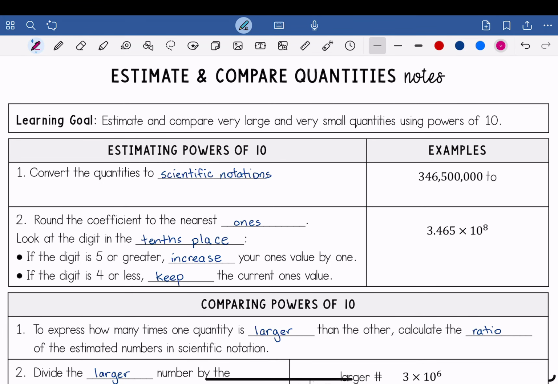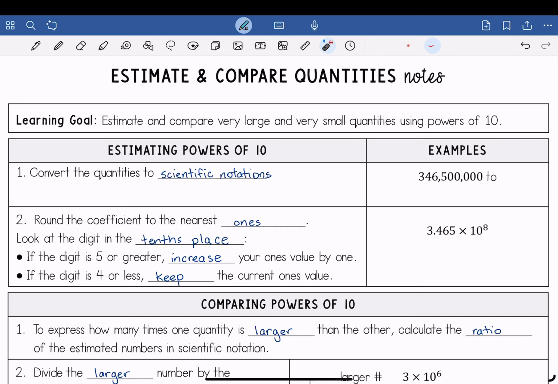Estimate and compare quantities. Learning goal: estimate and compare very large and very small quantities using powers of 10 or scientific notation. Estimating powers of 10. Step 1. Convert the quantities to scientific notation.